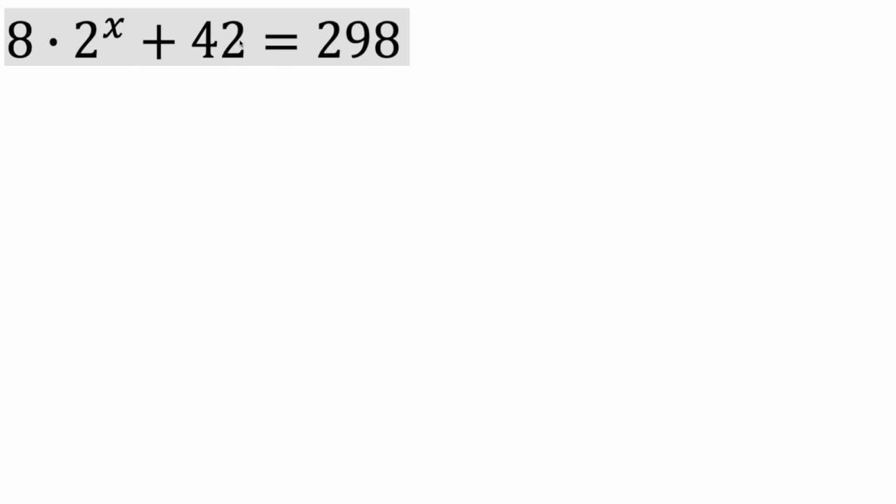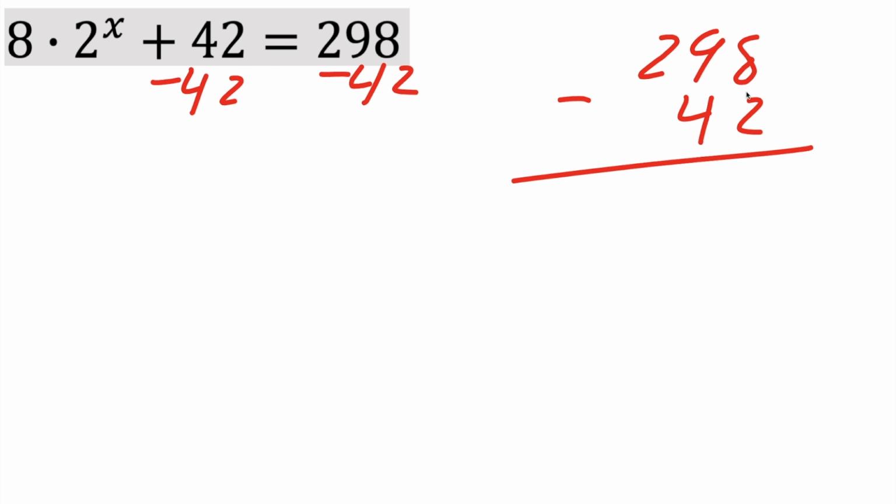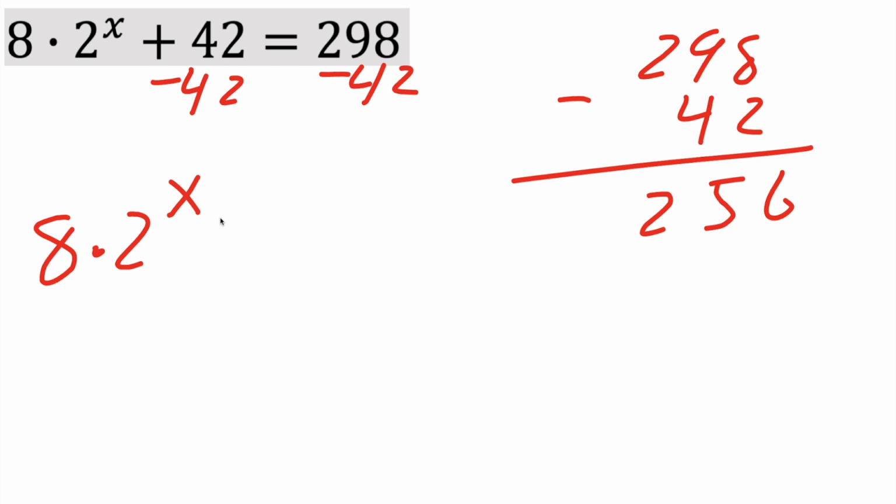Okay, our last problem. If you want to pause the video and attempt it, feel free. Same procedure. We have a positive 42. We need to get rid of it, so we're going to subtract 42 on both sides. And so we get 298 minus 42. 8 minus 2 is 6. 9 minus 4 is 5. Keep the 2. So we have 8 times 2 raised to x is equal to 256.